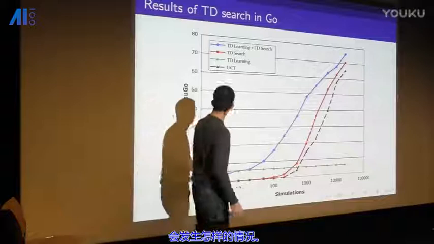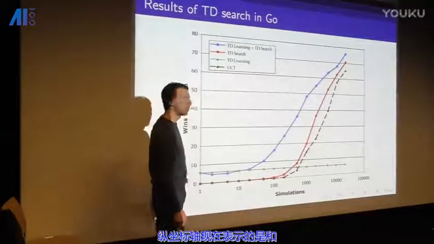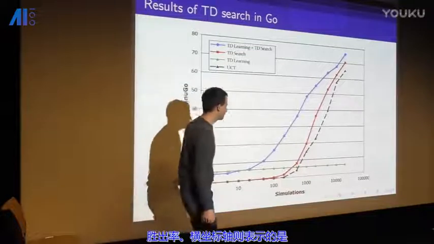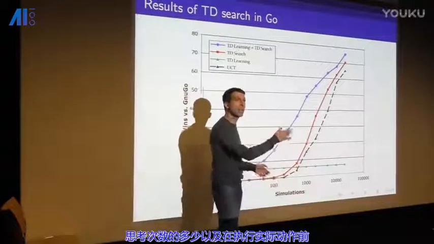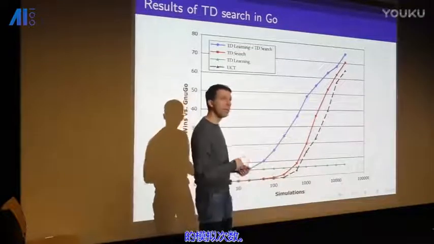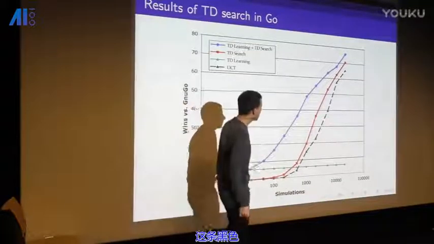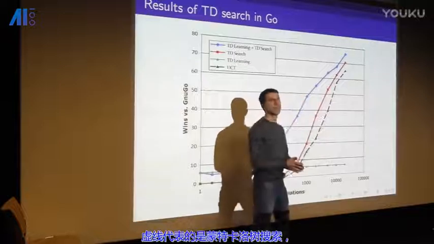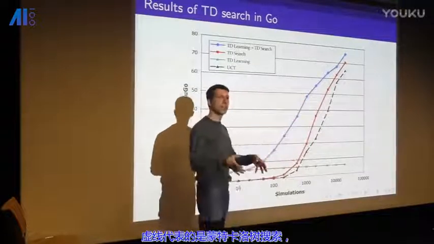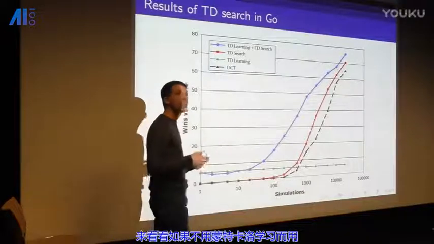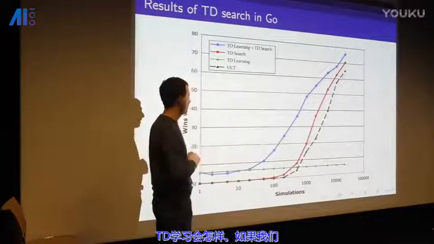This y-axis is the winning rate against a standard benchmark program called Nugo. This x-axis is how much thinking time we do, the number of simulations that we run before making an actual move. This dashed black line is Monte Carlo tree search, the effective method we looked at before. And now we see what happens if we use temporal difference learning instead of Monte Carlo learning.